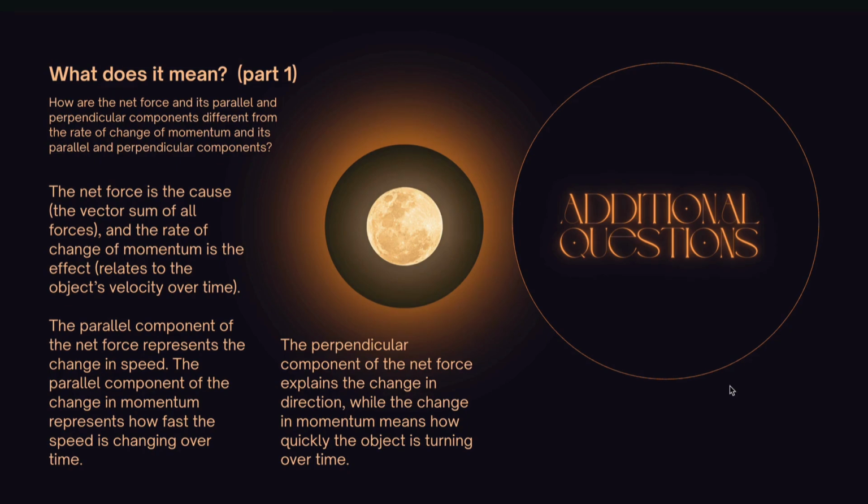Despite that, the parallel component of the net force represents the change in speed. Meanwhile, the parallel component of the changing momentum represents how fast the speed is changing over time. In the same way, the perpendicular component of the net force explains the change in direction, while the changing momentum means how quickly the object is turning over time.